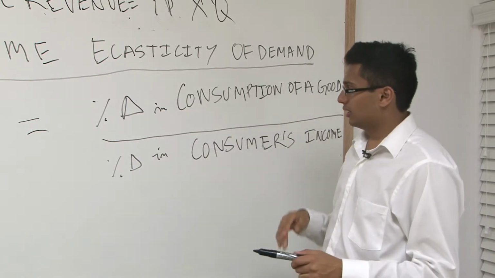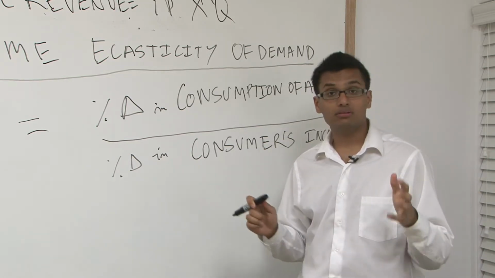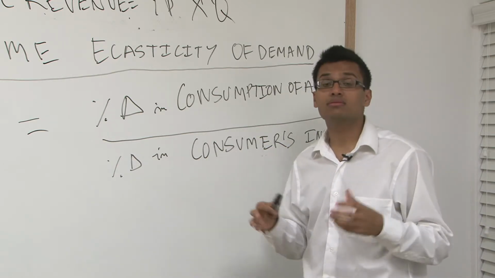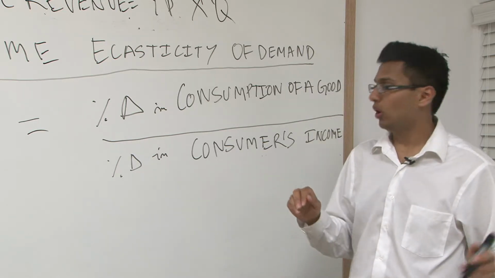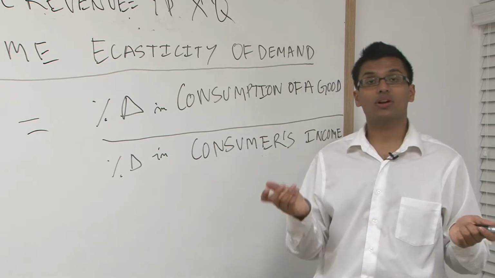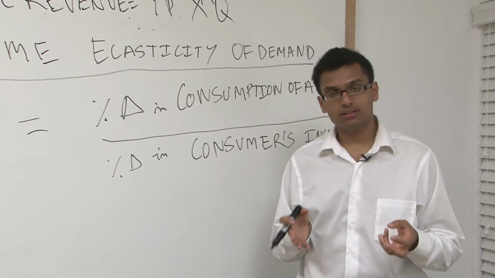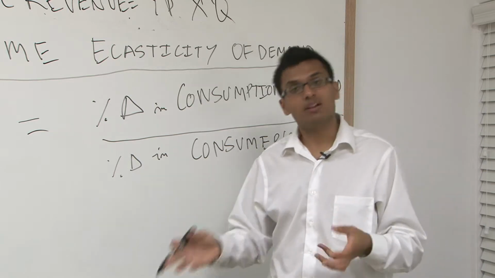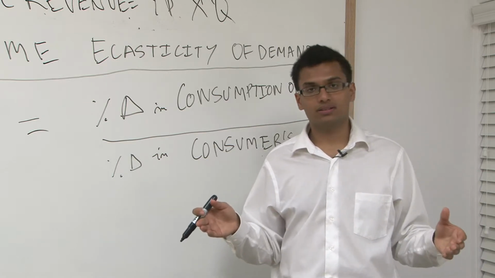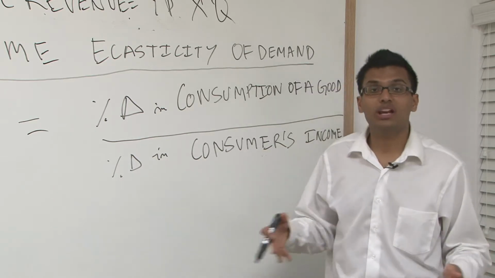Now, let me give you an example. Say that all of a sudden you make more money. The percent change in consumer's income goes up by 10%. You made 10% more money. Let's choose a good, say for some reason you like pizza. If your income goes up by 10%, let's say that your consumption of pizza goes up by 10%. You can afford more, you like pizza, so you're going to buy more pizza. Similarly, if you make less money, you're going to consume less pizza because you can't afford as much.